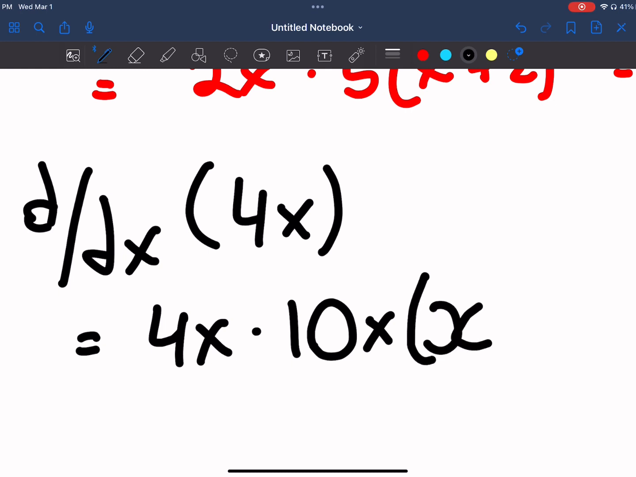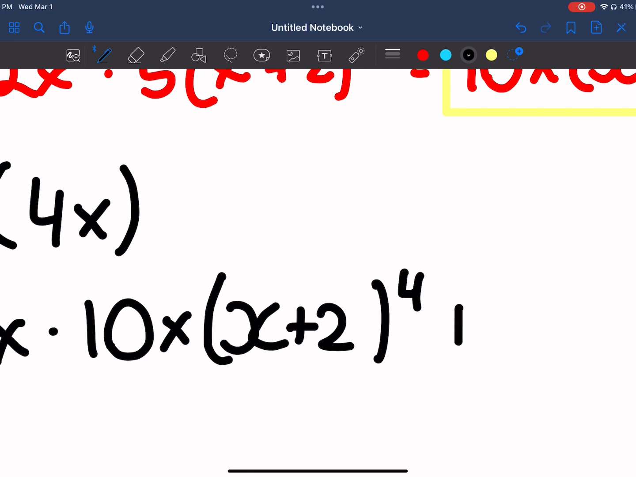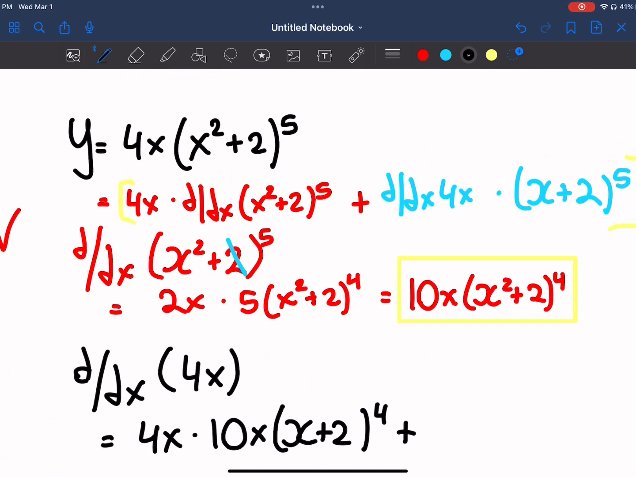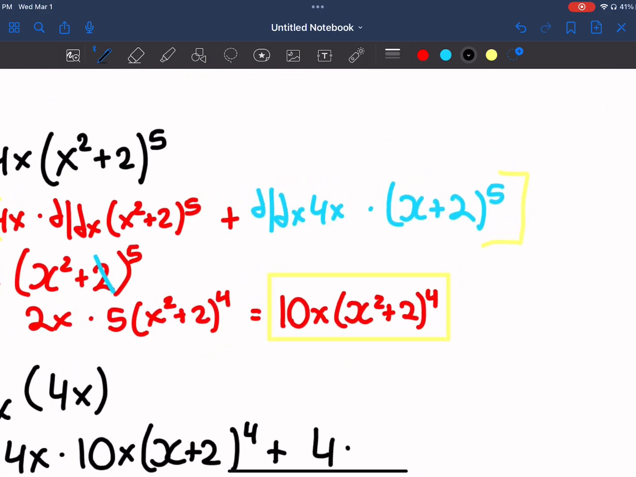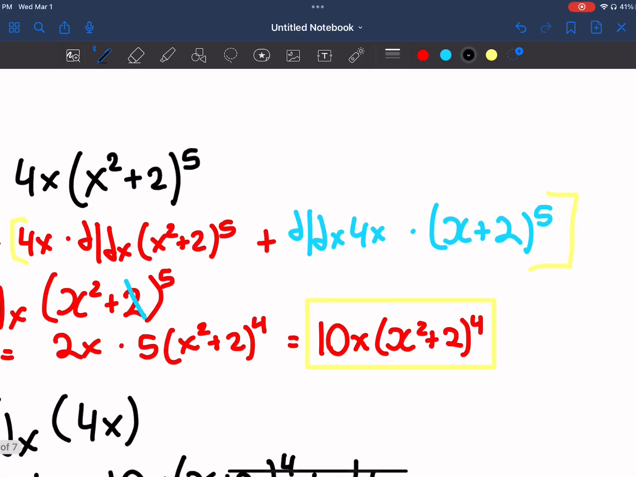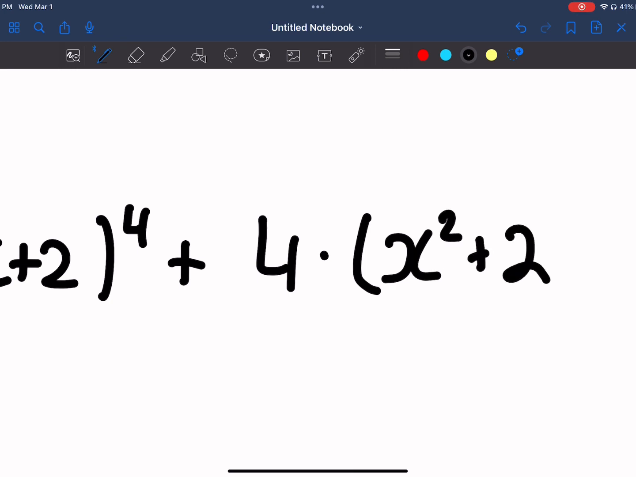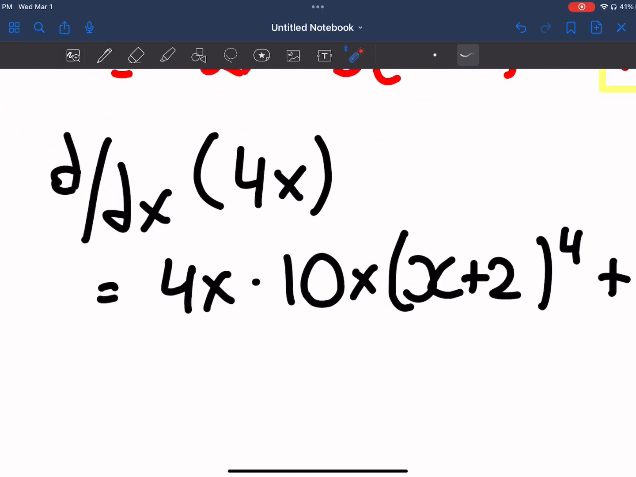So remember the u times the derivative of v. In this case, u is equal to 4x. So we'll say 4x times the derivative of v, which was x plus 2 to the power of 5. But the derivative of that is now 10x times x plus 2 to the power of 4. So that's the derivative. So we'll just call that v prime. So v prime, so u times v prime plus v times u prime.